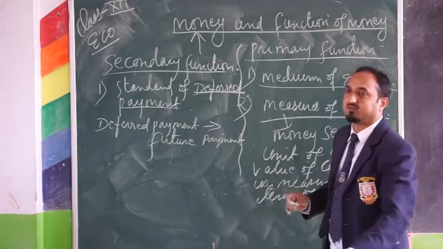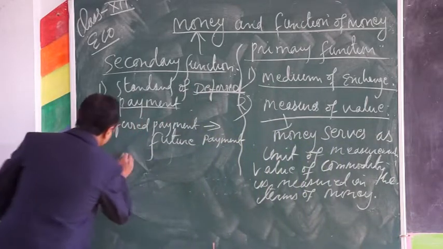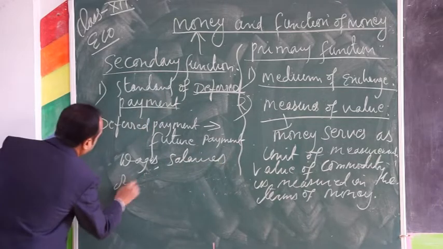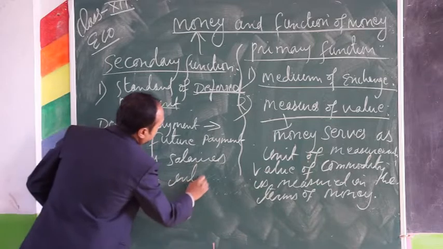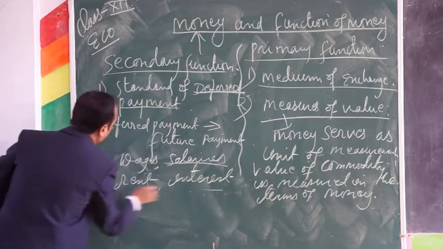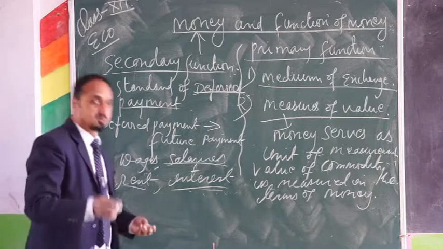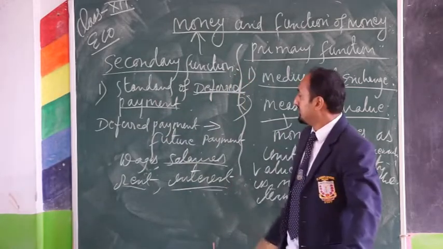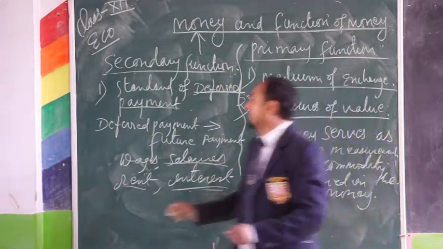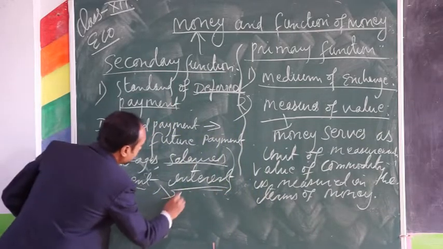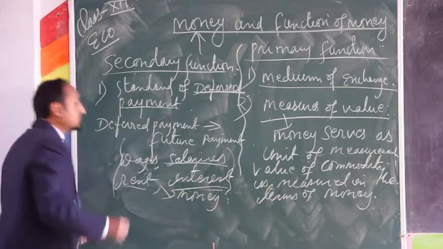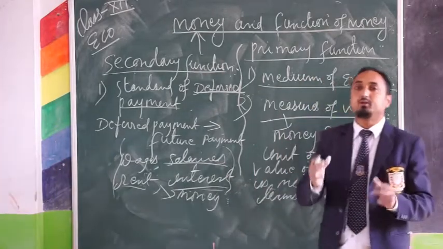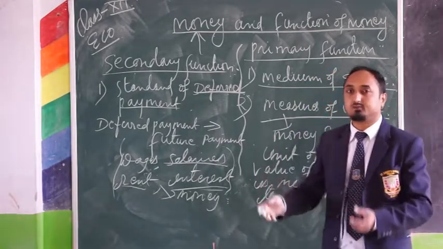Normally wages, salaries, rent, interest, etc. are all paid in the future. These are all future payments. When we pay wages, salaries, interest, and rent, these are all paid in terms of money. So the secondary function of money is the standard of deferred payment: all future payments are made in terms of money.